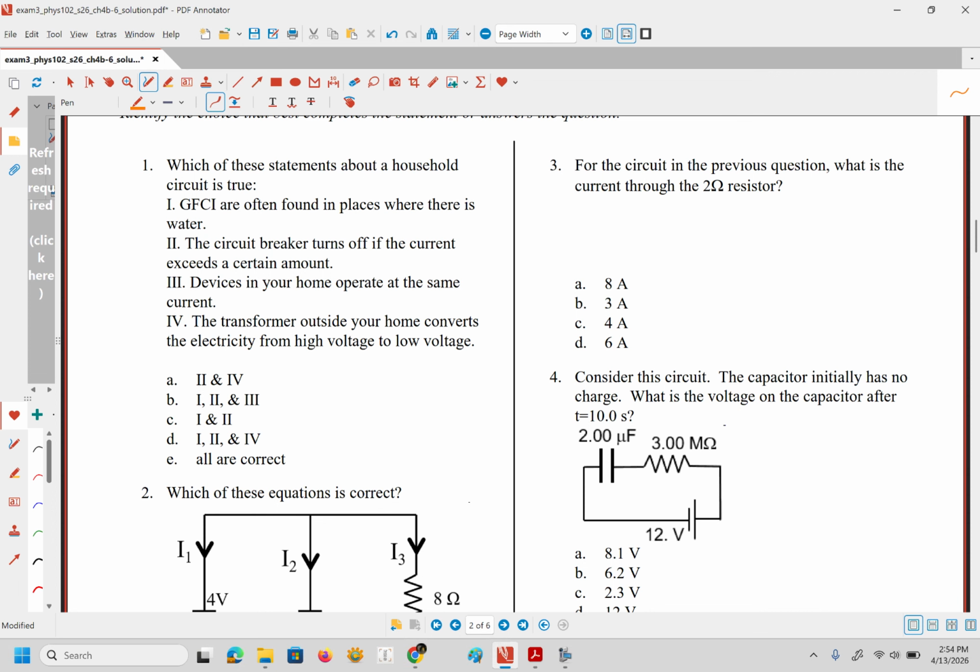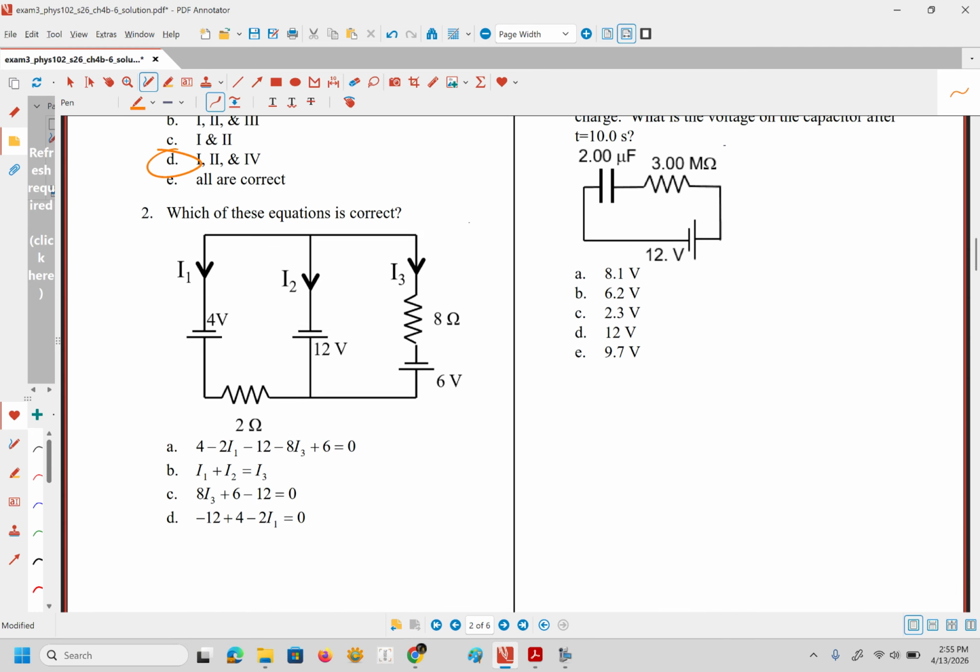Which of these statements about a household circuit is true? GFCIs are also found in places where there is water. That's true. Bathrooms, carports. A circuit breaker turns off if the current exceeds a certain amount. That's true. Devices in your home operate at the same voltage, not current. A transformer outside your home converts the electricity from high voltage, about 3,000 volts, down to about 120 volts. So yes, that's true. So 1, 2, and 4. D is right.